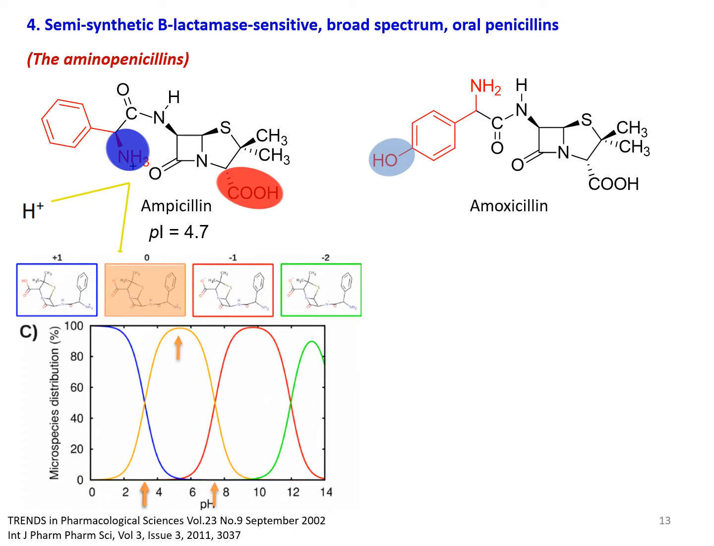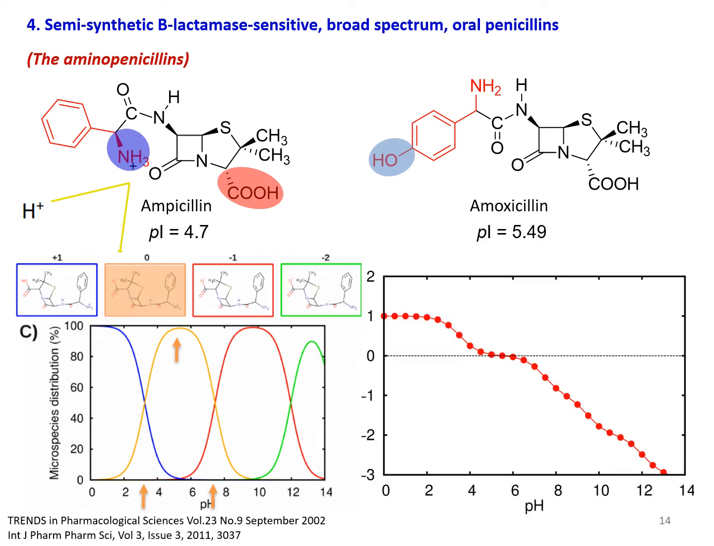When having a third ionizable group, such as the phenolic hydroxyl in amoxicillin, that is weakly acidic with a pKa value of around 10, the isoelectric value shifts closer to the physiological pH value. This means that the percent of zwitterionic molecules of amoxicillin at physiological pH will be higher than that of ampicillin.